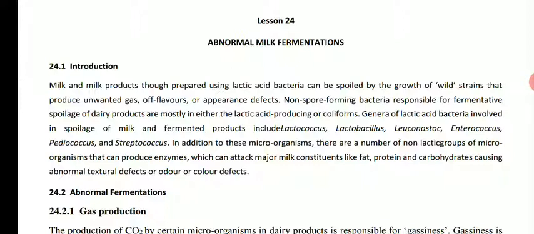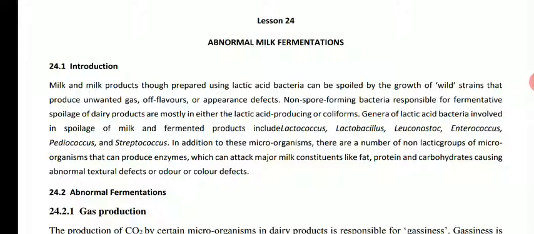So in our previous lecture we have seen basic aspects regarding fermentation, and in that we have covered basic things: what is fermentation and how it is carried out, and we have also covered milk fermentation and its different phases, different cycles and different types. So in this particular lecture we are going to see abnormal milk fermentations.